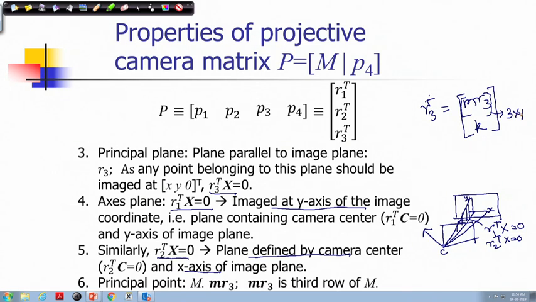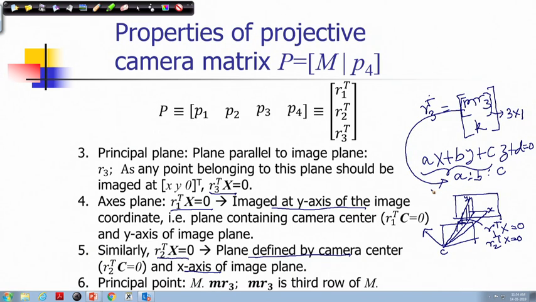As you understand from the equation of a plane, if I write the equation of the plane in the form Ax plus By plus Cz plus D equals 0, then the direction of the normal of that plane is given by the vector A is to B is to C. So, MR3 is actually giving you this direction. So, what is the principal point?